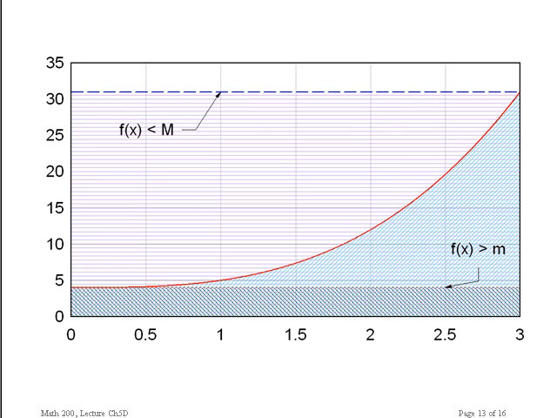Here's a graph showing that comparison test. The red line is the function, which was x squared plus 4. The minimum value for the function here is 4, and the maximum value is 31. So you can see the integral, the area under the curve of this function, would be all of this plus down to here. Of course, it is greater than just this by itself, which would be little m times b minus a, and it's less than all of this area, which is big M times b minus a.